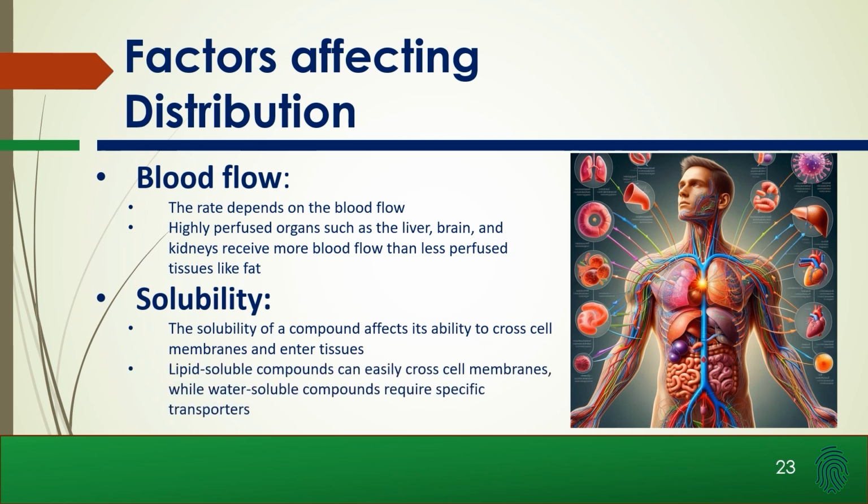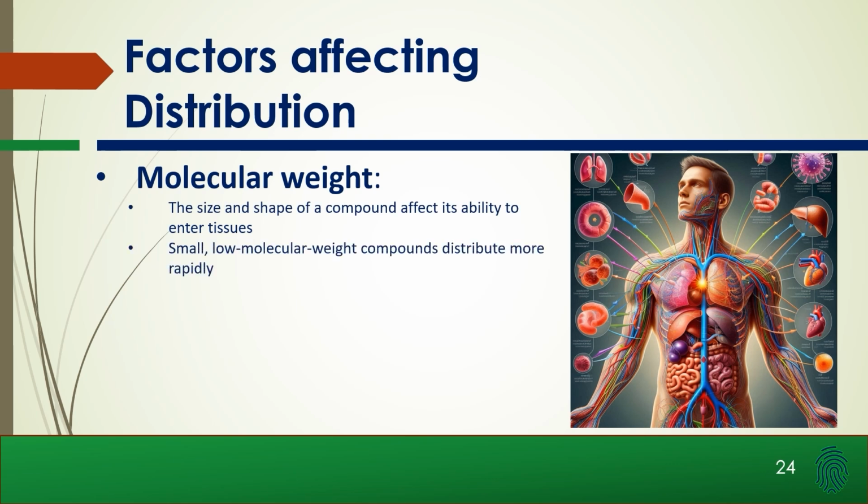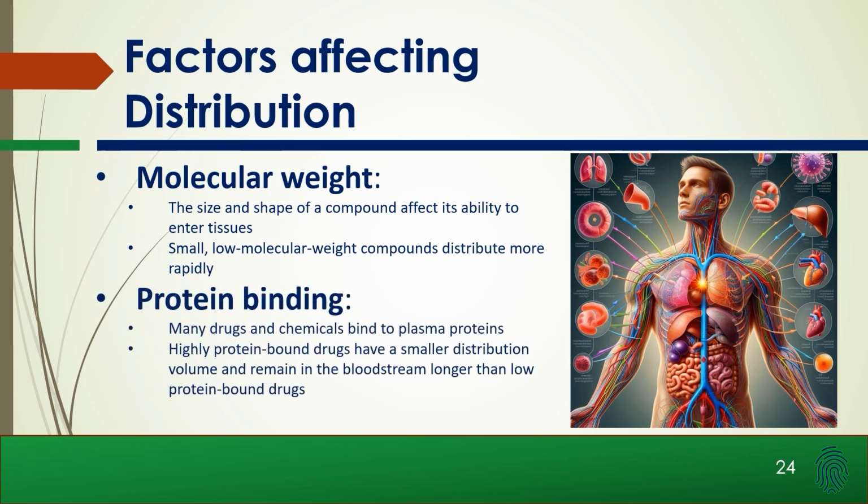Solubility. Solubility of a compound affects the ability to cross cell membranes and enter tissues. Lipid-soluble compounds can easily cross cell membranes, whereas water-soluble compounds require specific transportation mechanisms. Molecular weight. The size and shape of the compound affects its ability to enter tissues. Small, lower molecular weight compounds distribute more rapidly. And protein binding. Many drugs and chemicals bind to plasma proteins. Highly protein-bound drugs have smaller distribution volumes and remain in the bloodstream longer than low protein-bound drugs.